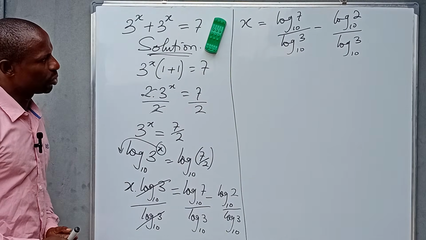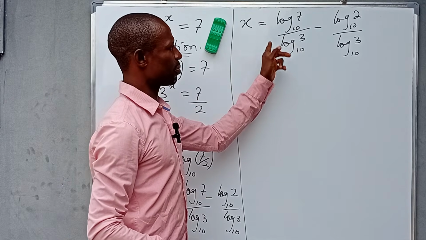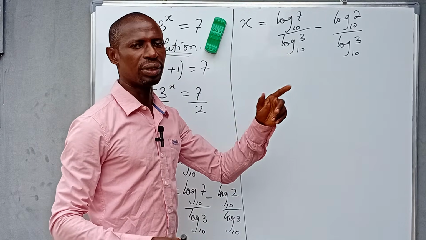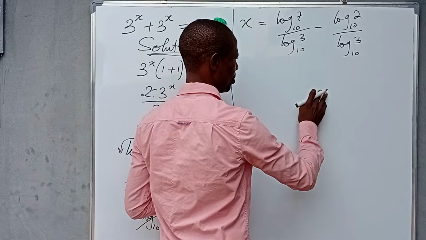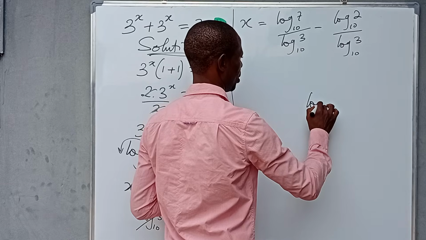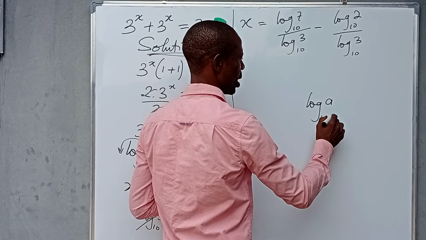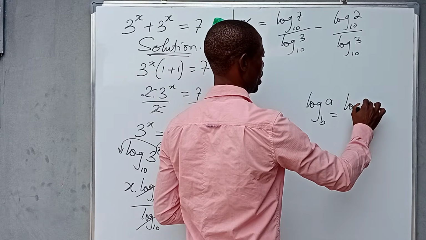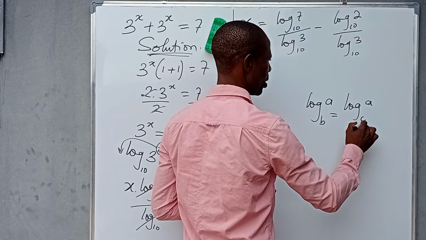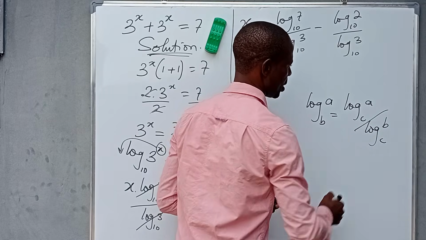Wow. Now, with what we have here, I want to rewrite this expression by applying what they call the change of base law. The change of base law in logarithm says that if you have log a base b, and you want to change to base c, this is going to give log a base c all over log b base c.